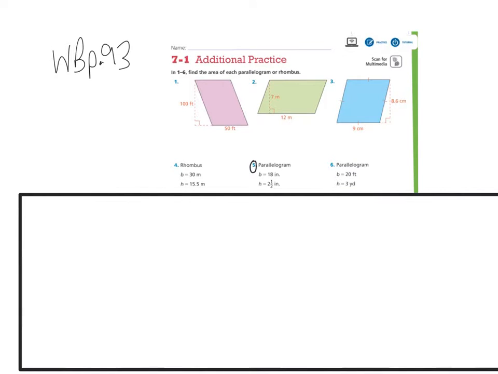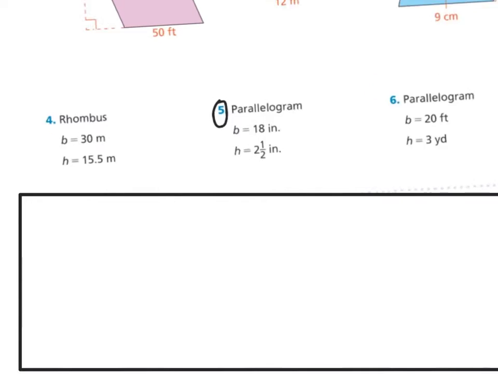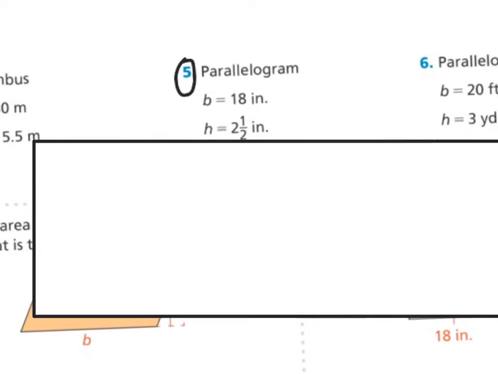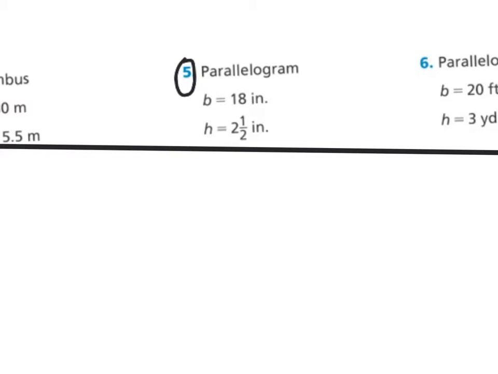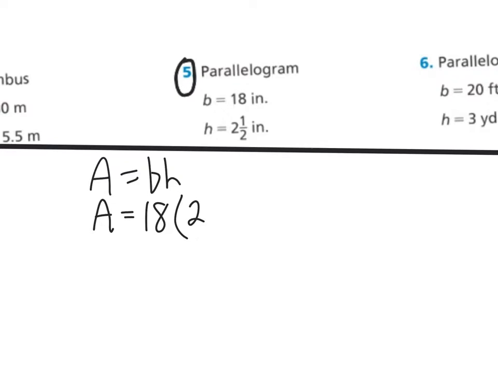So if we look at workbook page 93, let's start out with number 5. You'll notice just a slight difference with number 5, which is why we want to look at this. So we'll start out with our formula. Area is base times height. This one we are trying to find the area like we were doing at the beginning of the lesson. You can see the base is 18 and the height is 2.5.